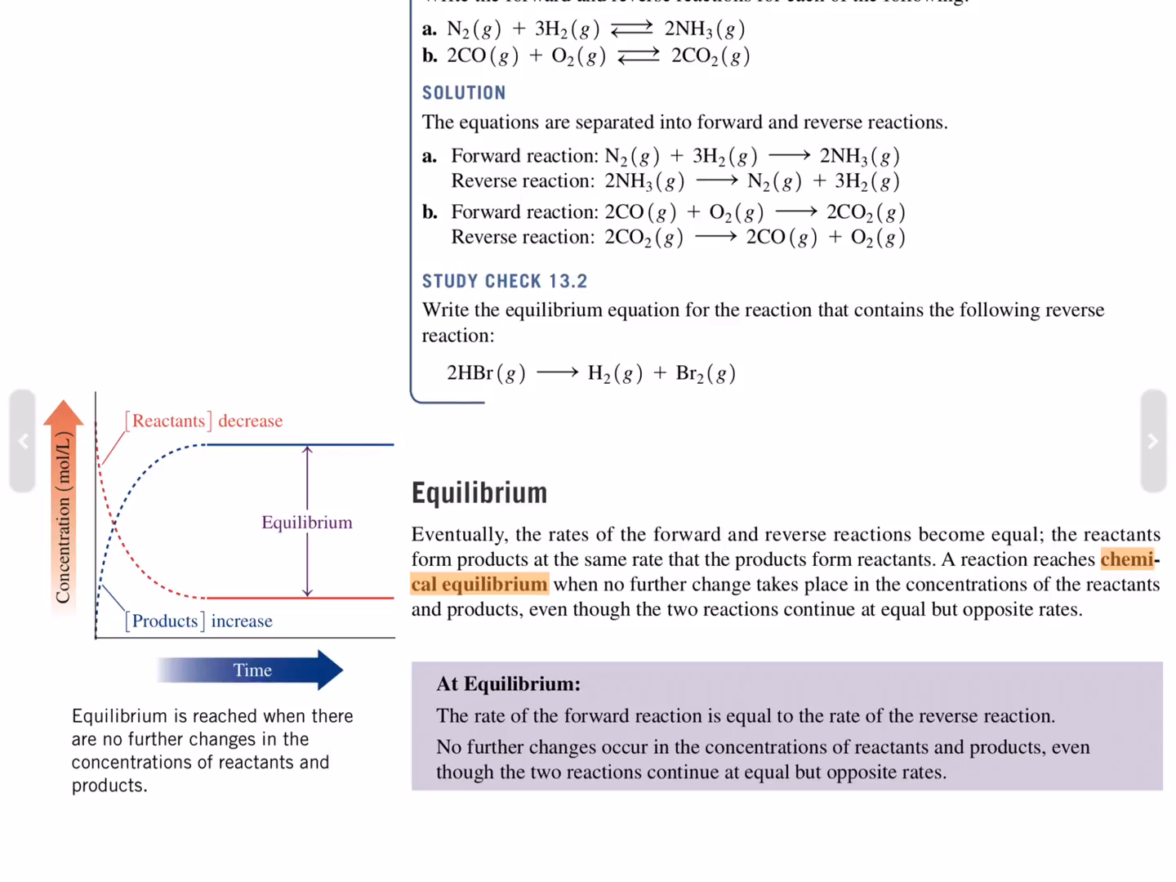Equilibrium is reached when there are no further changes in the concentration of reactants and products. At equilibrium, the rate of the forward reaction is equal to the rate of the reverse reaction. There are no further changes in the concentration of reactants and products, even though the two reactions continue at equal but opposite rates.